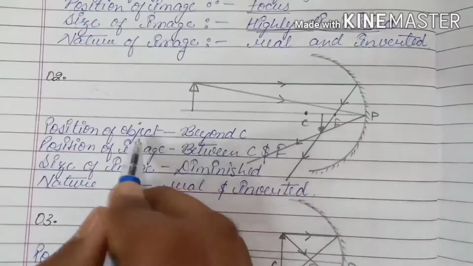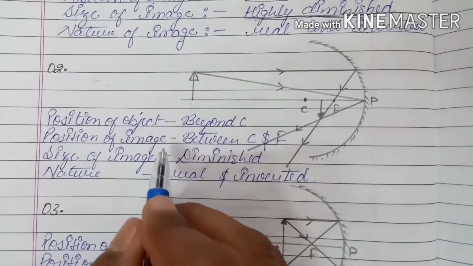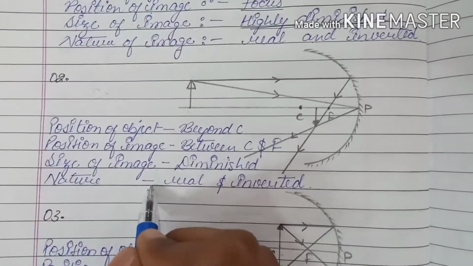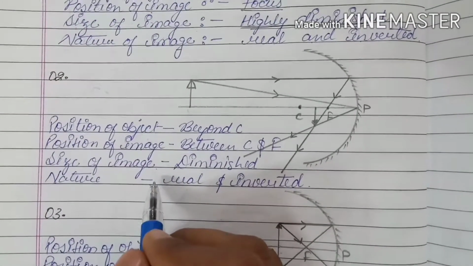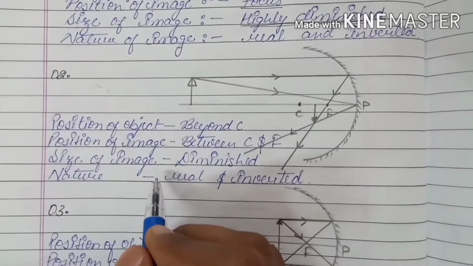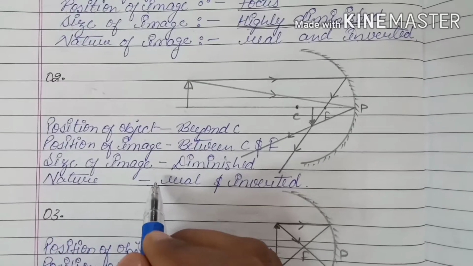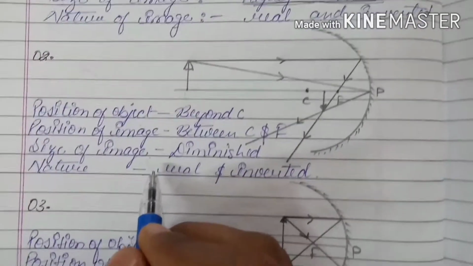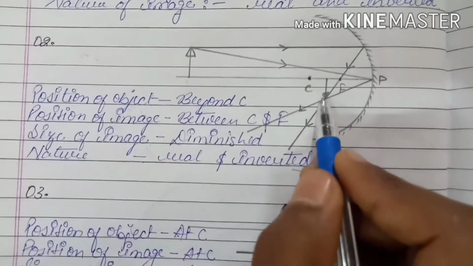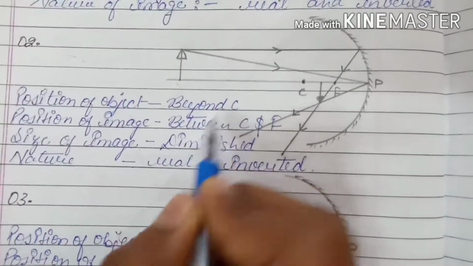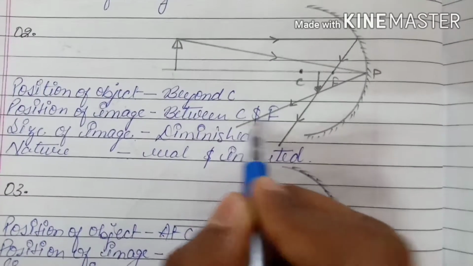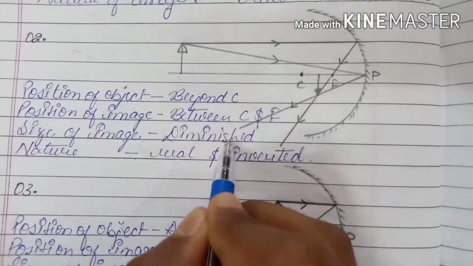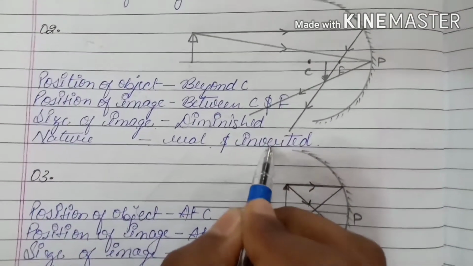You have to remember these four things in all the six cases: position of object, position of image, size of image, and nature. It is very important for board examinees, because one question is asked every year. It is an extremely important topic. In the second case, the object is beyond C, the image will be formed between C and F, the size of the image will be diminished, and the nature will be real and inverted again.